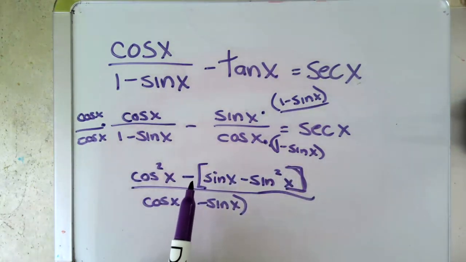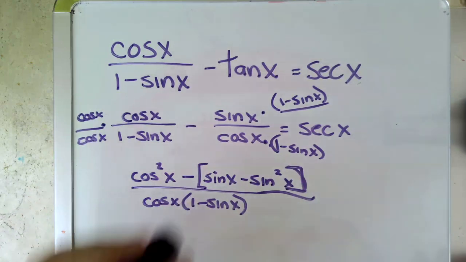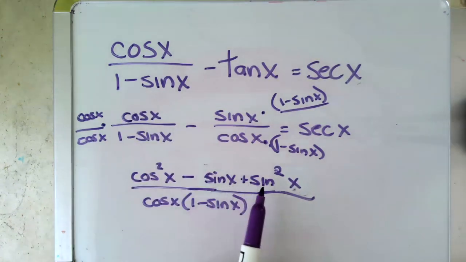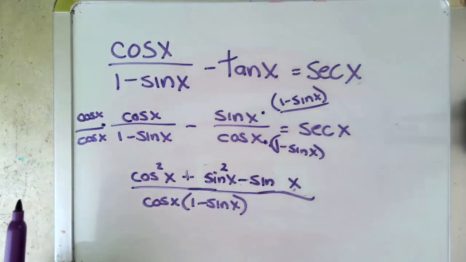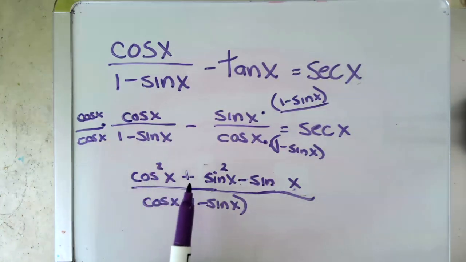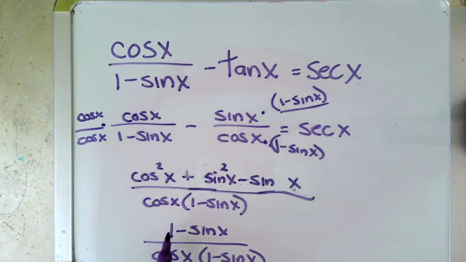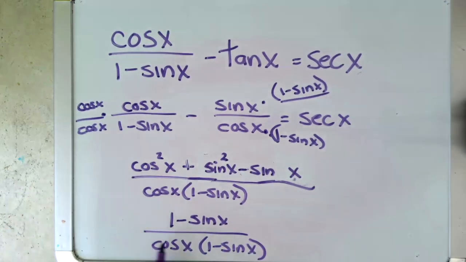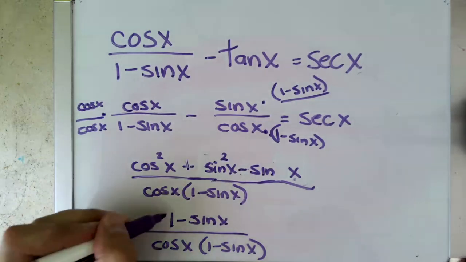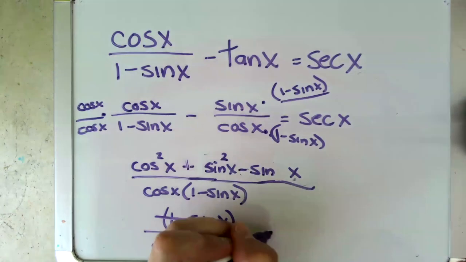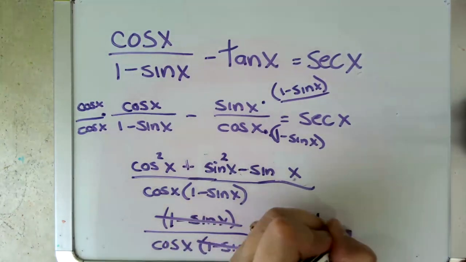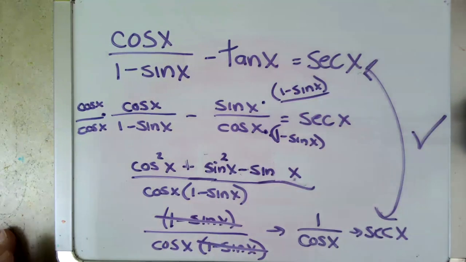Okay, now I'm going to distribute my minus. So I get minus sine x plus sine squared x. I'm going to rewrite that. So I've just reordered my terms here, cosine squared x plus sine squared x minus sine x, because cos squared x plus sine squared x is just 1. So 1 minus sine x over cos x times 1 minus sine x. That's why I didn't multiply it through. They cancel, leaving me with 1 over cos x, which is secant x.